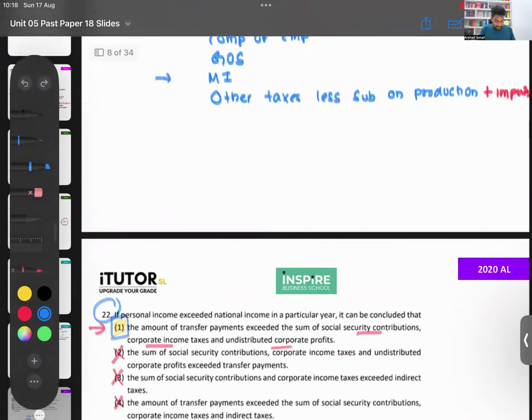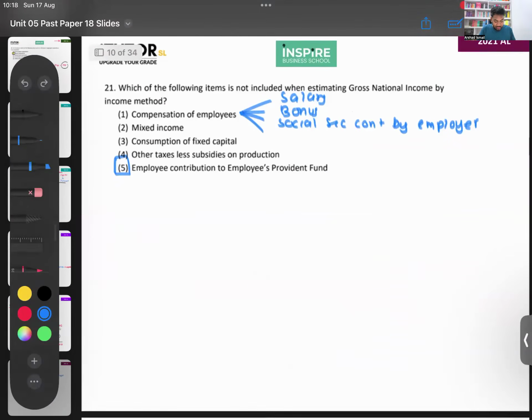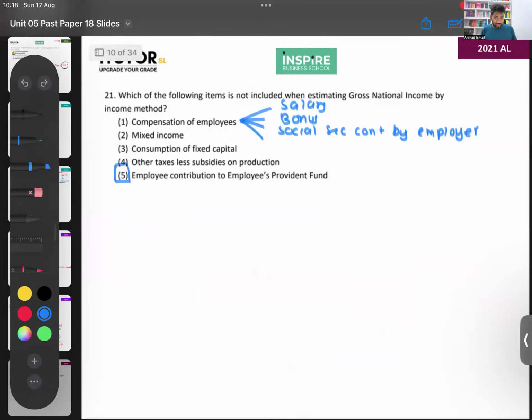So here, the one that you don't include is the employee contribution. Employee contribution we won't put because that is already inside your salary. From your salary, you pay the employee contribution, so you don't go and add that again, right? So that's the one that you don't put. Everything else is there, no?